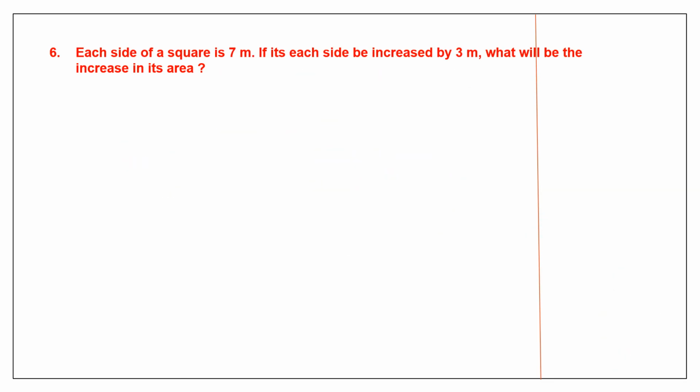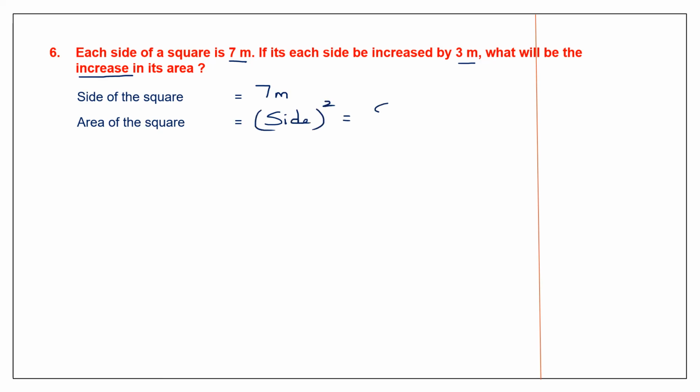Question 6. Each side of a square is 7 meters. Now if each side is increased by 3 meters, what will be the increase in its area? So we have to first find the area using 7 meters and then the area using the increased side. So let's begin. Side of the square is 7 meters. The area of the square will be the formula side square.